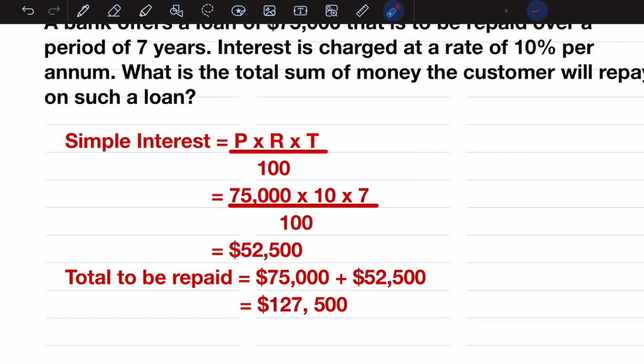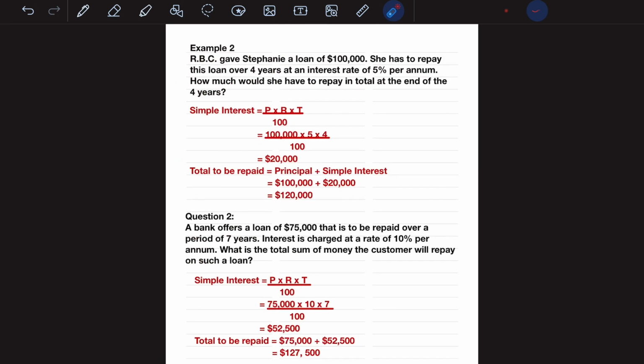75,000 was borrowed at 10% for 7 years. So when we work this out, we get 52,500. We add it back to the original amount that was borrowed, and we get our total, which is $127,500. All right, are you ready for the next question? All right, let's continue.